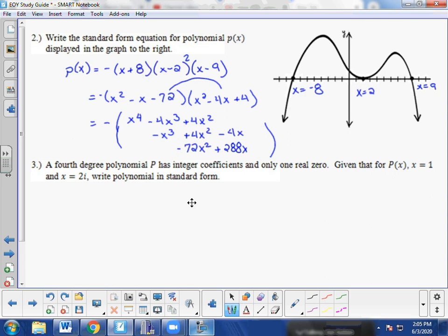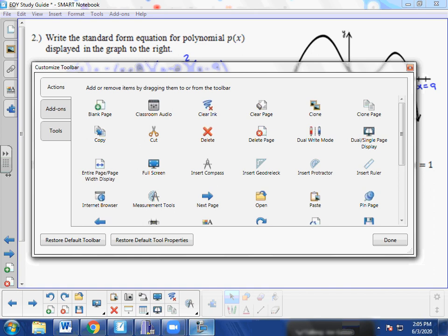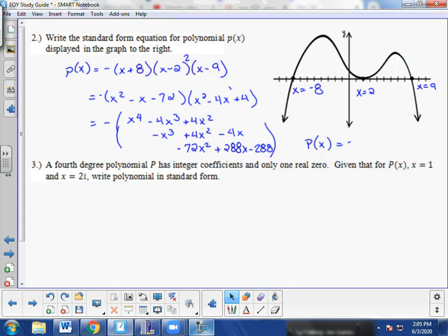And then finally, negative 72 times positive 4 would give us a negative 288 there at the end. And now I want to combine my like terms. So if I combine my like terms, I would have x to the fourth. So p of x is going to start with x to the fourth. But remember, there's this negative sign outside, so I'm going to distribute this negative sign as I go. So this would be negative x to the fourth.